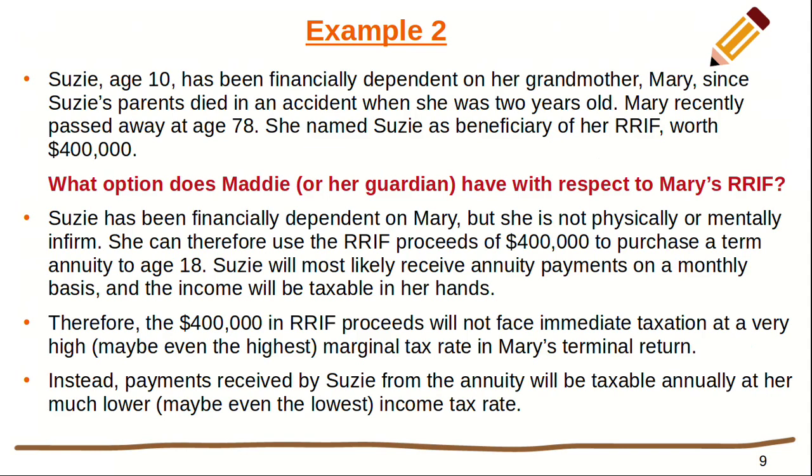Susie has been financially dependent on Mary, but she is not physically or mentally infirm. She can therefore use the RRIF proceeds of $400,000 to purchase a term annuity to age 18. Susie will most likely receive annuity payments on a monthly basis, and the income will be taxable in her hands. Therefore, the $400,000 in her RRIF proceeds will not face immediate taxation at a very high marginal rate in Mary's terminal return. Instead, the payments received by Susie from the annuity will be taxable annually at a much lower income tax rate.